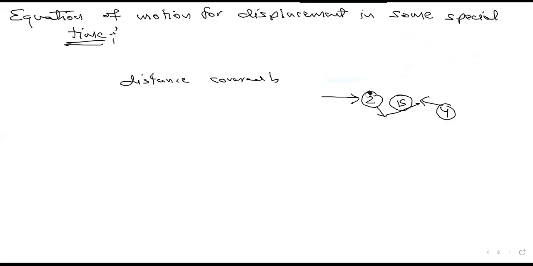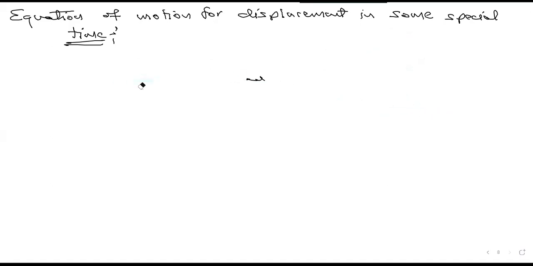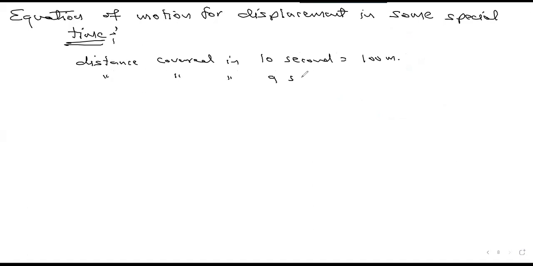Let me explain once more. Let me take another example, with slightly different data. Suppose I said distance covered in 10 seconds is 100 meter. Distance covered in 9 seconds is 80 meter. So distance covered in 10th second. How much?